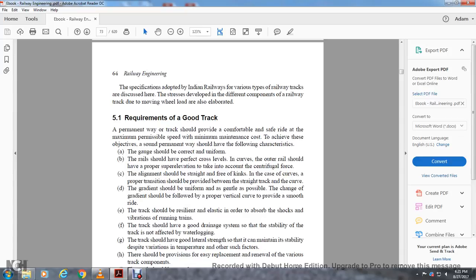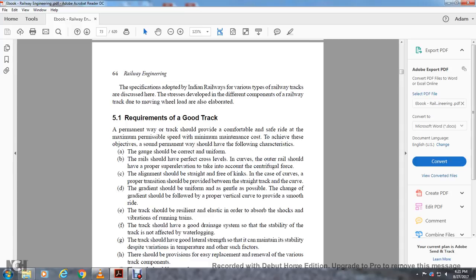5.1 Requirements of a good track. The permanent way should provide comfort, a safe ride, and maximum permissible speed with minimum maintenance cost. To achieve this objective, the permanent way should have the following characteristics. The gauge should be correct and uniform. The rails should be perfectly leveled, cross-leveled and curved. The outer rail on curves should have a proper superelevation to take into account the centrifugal force.